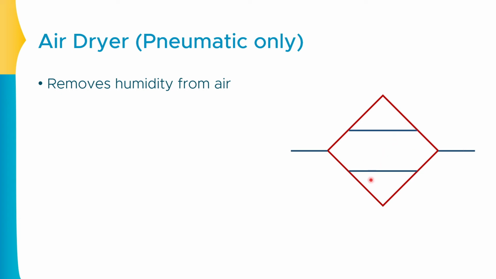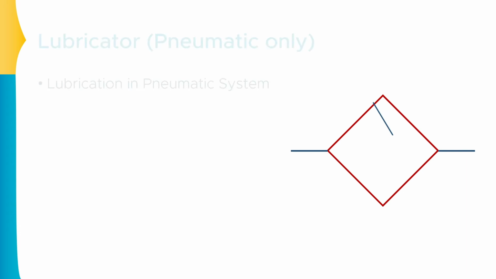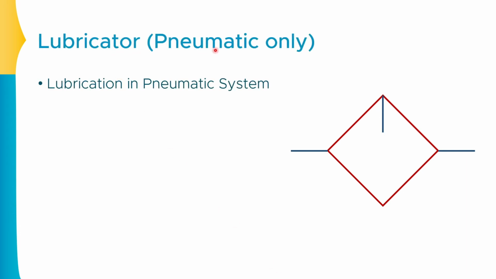The next is the symbol of the lubricator. Now, normally in the pneumatic systems, lubricators are used because there is no oil flowing through these pipelines or say through the systems, so lubrication is required. And the symbol of the lubricator is this one. So this is the diamond symbol, this is the inlet, this is the outlet, and this indicates the input of the lubricator. So from here the lubrication should come out. Okay, so this is how the symbol can be understood.